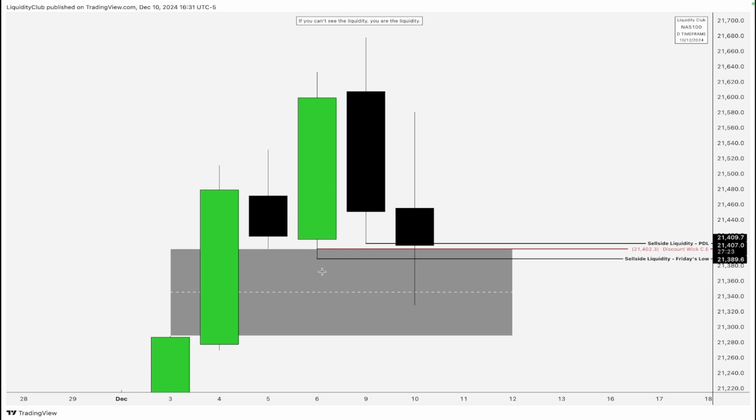So there is more emphasis on this level. The levels are mentioned here. You can see the sell side liquidity, the discount wick, and the Friday's low sell side liquidity as well. So these were my targets. I'm looking from the higher time frame.